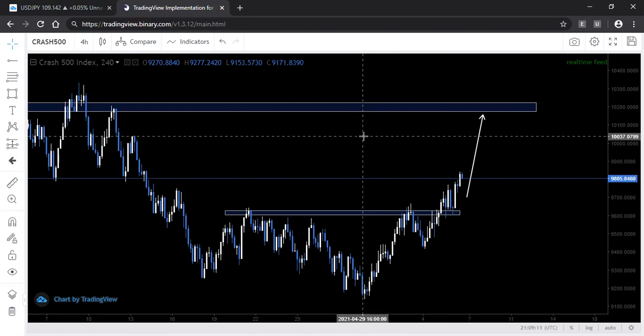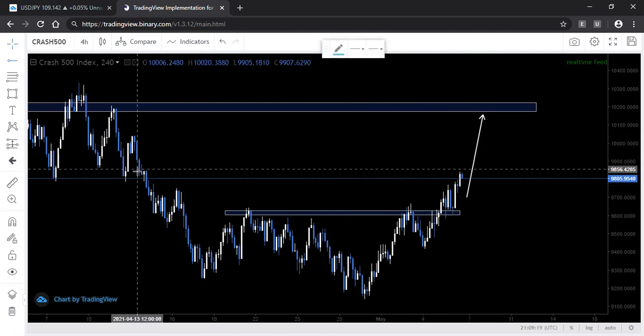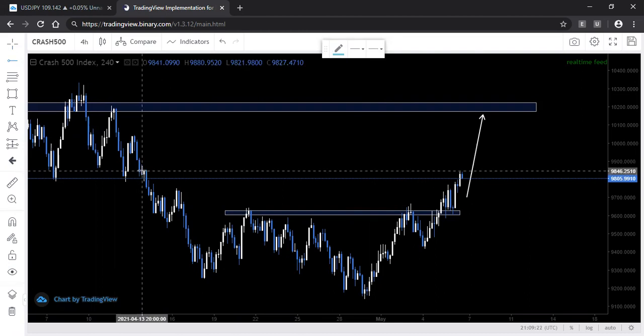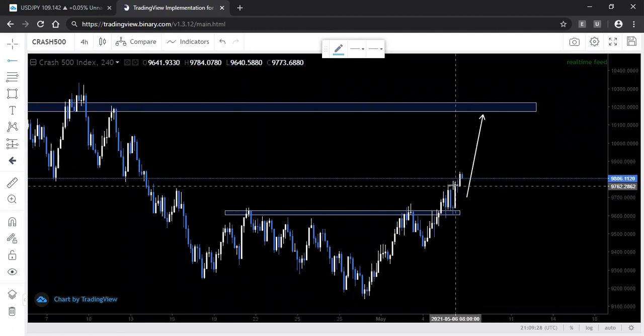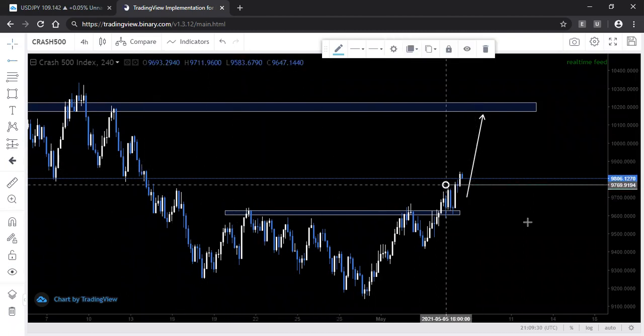So the first thing you're going to be looking at is Crash 500. We took this trade with my VIP students, and I also sent it as a trade idea to the free channel, right? So we did take our entries at around here.